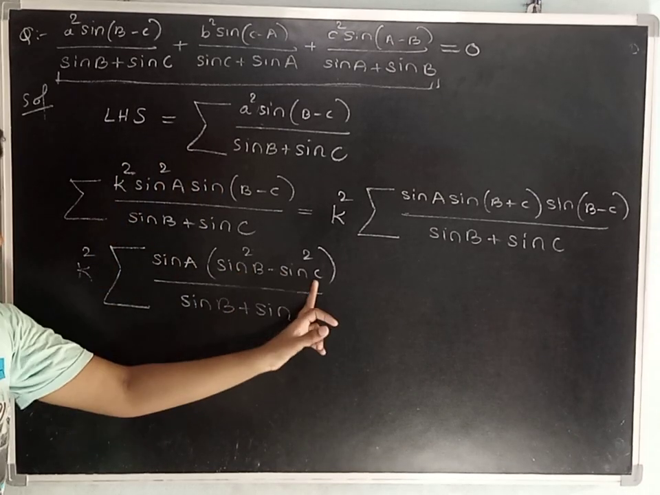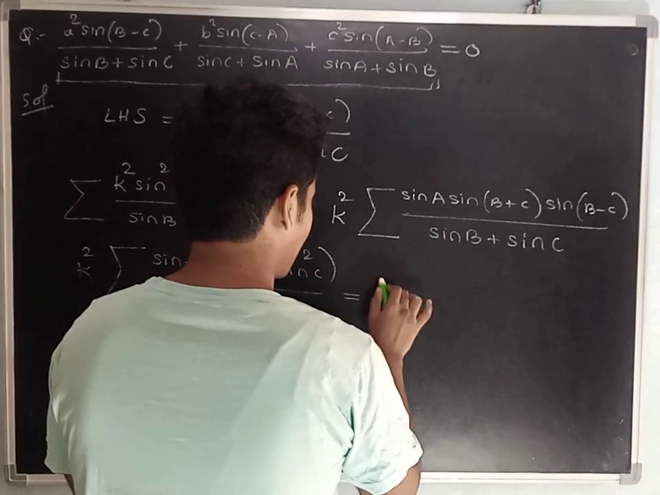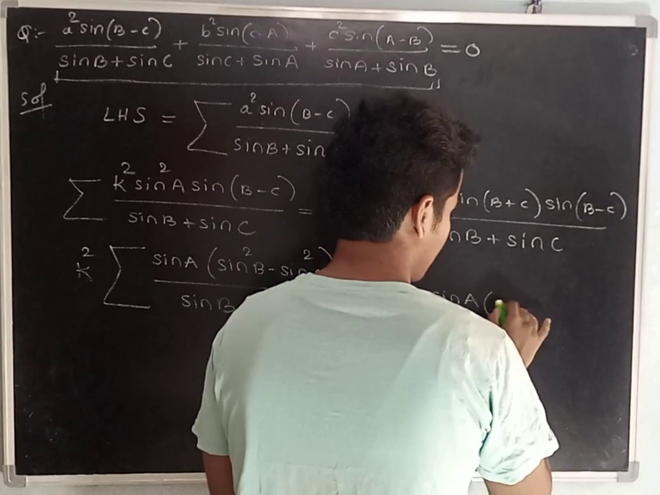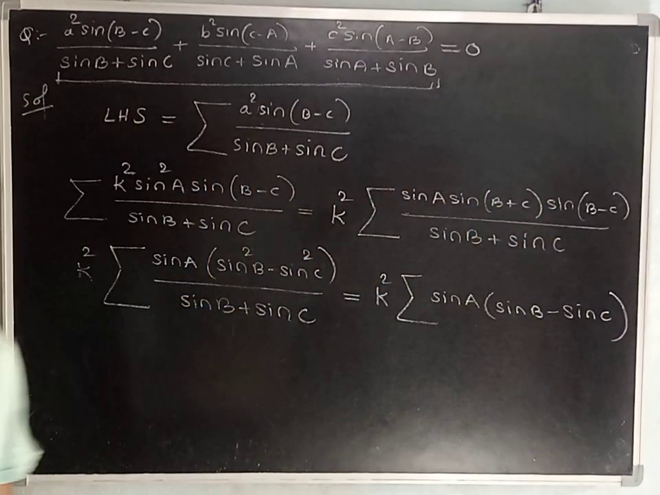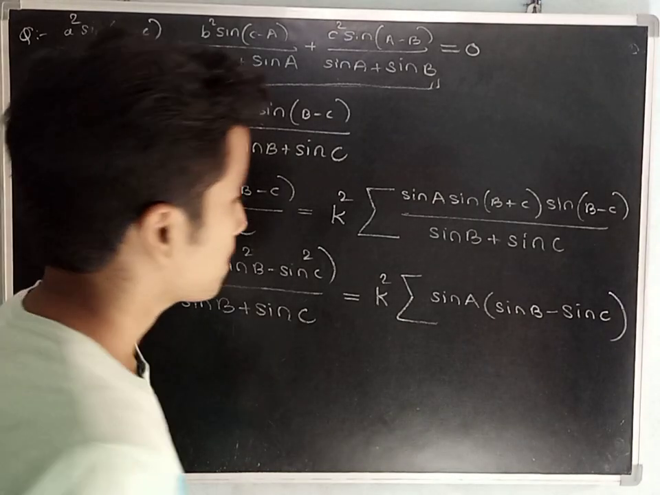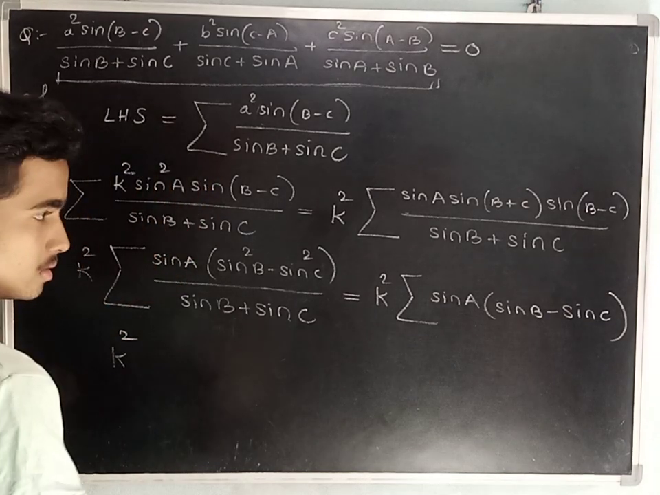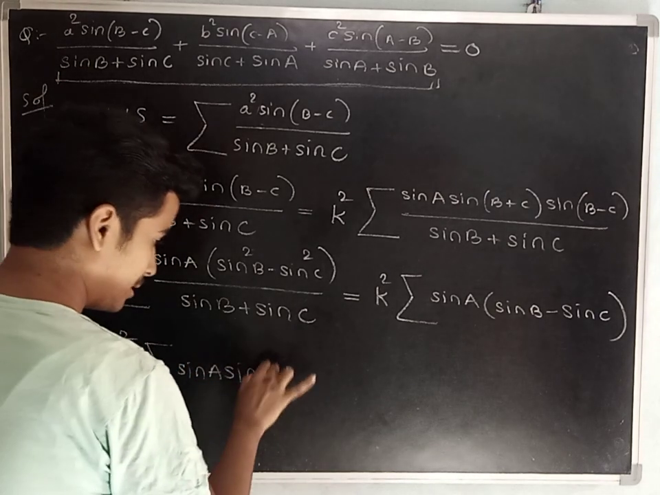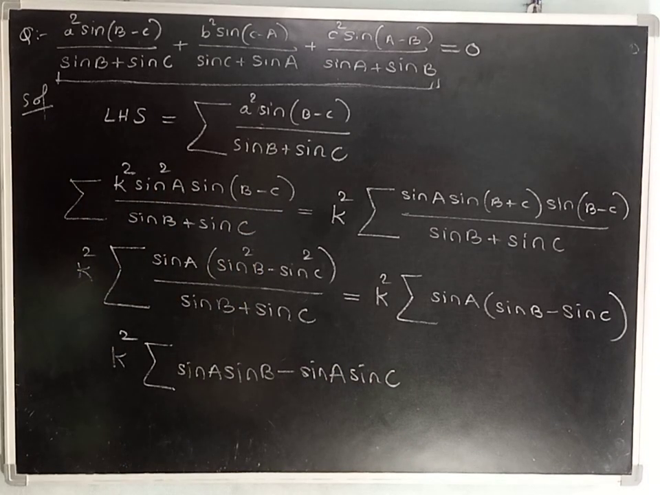Like a square minus b square is (a plus b) into (a minus b), the (sin b plus sin c) gets cancelled. Finally, sin b minus sin c is equal to k square sigma sin a into (sin b minus sin c). K square into sigma of sin a sin b minus sin a sin c. Let me erase the upper part.